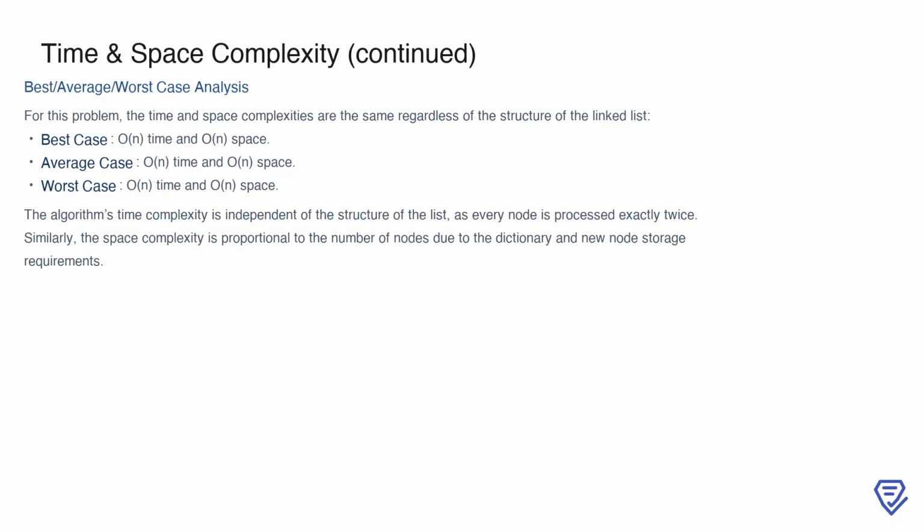Therefore, the algorithm is consistent in its efficiency, with n time and n space being the best, average, and worst case complexities. This consistency makes the solution highly reliable for linked lists of any size or structure.